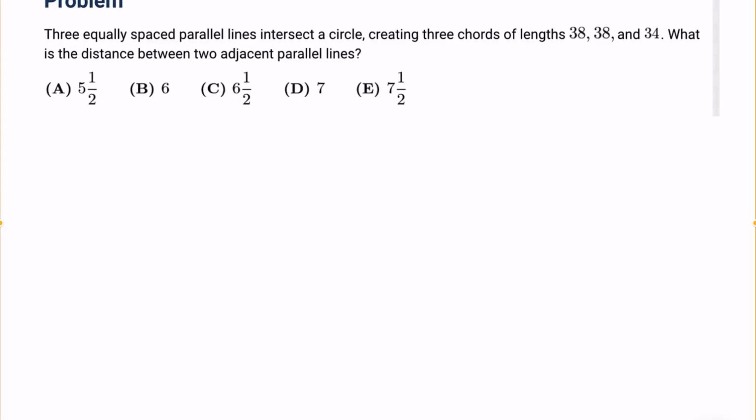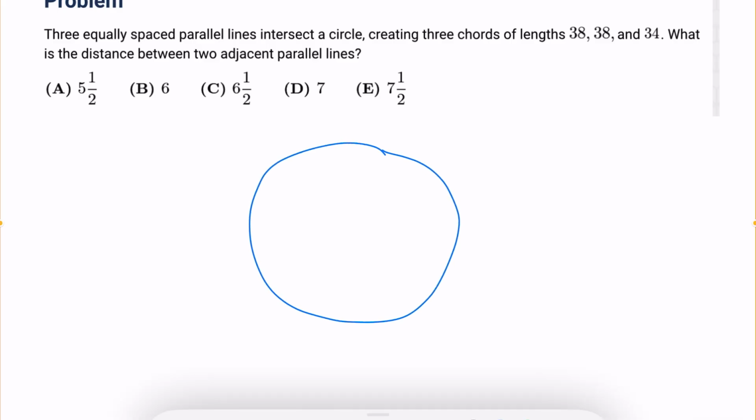The problem states 3 equally spaced parallel lines intersect a circle, creating 3 chords of length 38, 38, and 34. What is the distance between 2 adjacent parallel lines? So it tells us that 3 equally spaced lines intersect a circle, so I'm going to draw a circle here, and then it creates 3 chords.